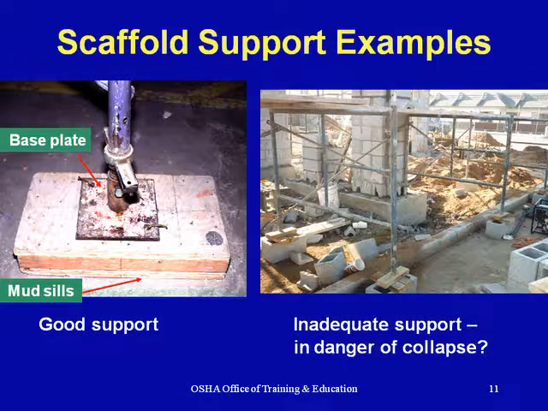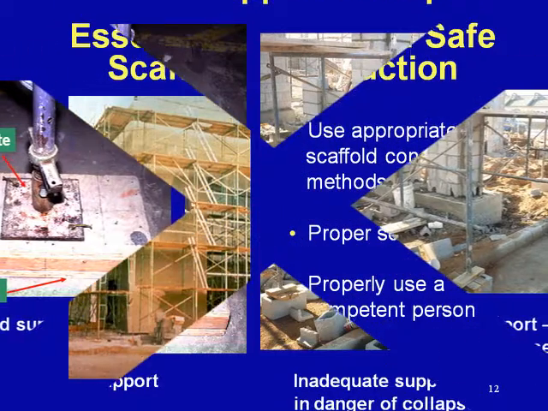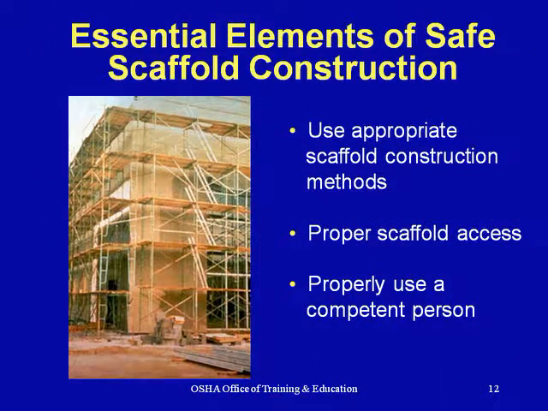Scaffold support examples. Good support example. Inadequate support in danger of collapse. Essential elements of safe scaffold construction. Use appropriate scaffold construction methods. Proper scaffold access. Properly use a competent person.